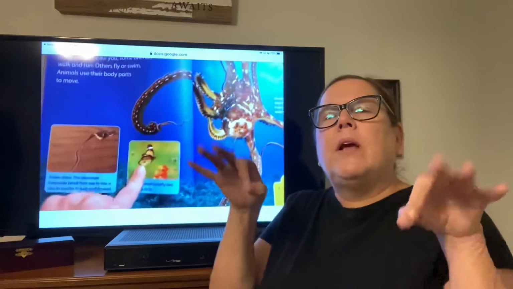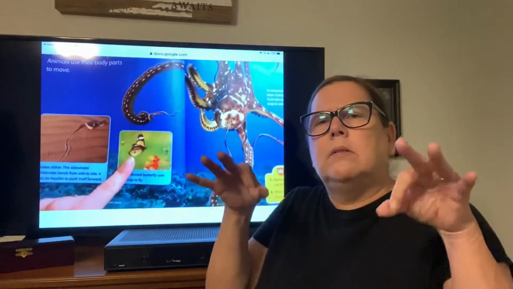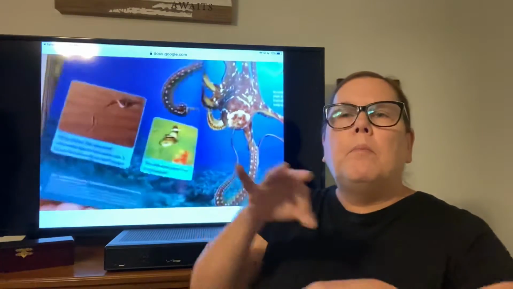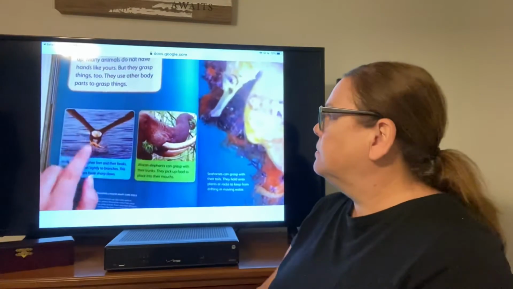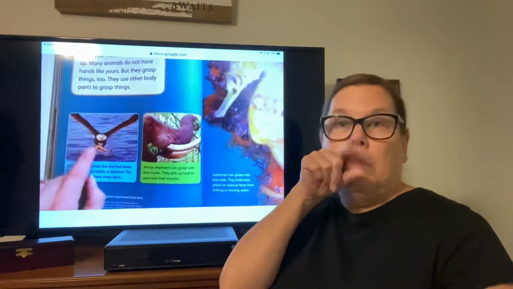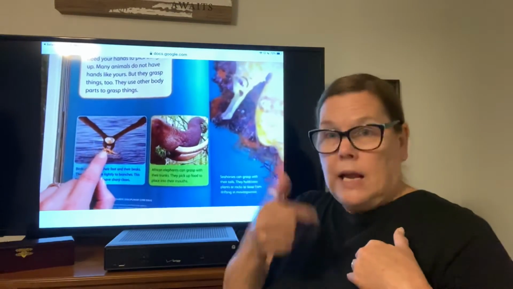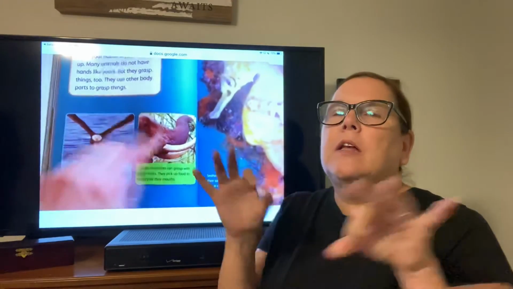So I want you to think, what is another animal that has wings that helps it to move from place to place? We looked at it on another page. Ready? Hopefully you said the bird. Okay, so remember we looked at the eagle, and it does have legs and feet. However, that's not really how it moves from place to place. It uses its wings to fly.